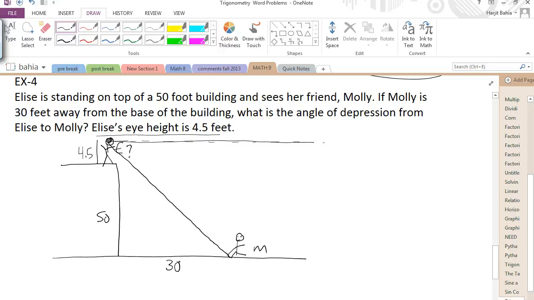Where's our right angle triangle? It's a little sloppy, but 50 going up, 4.5 there. So in total, 54.5. Building plus Elise's body up to her eye is 54.5. So that yellow building is 54.5 meters. This is 30 meters. Right angle triangle. There's the sight line from Elise to Molly. We want to figure out this angle here.